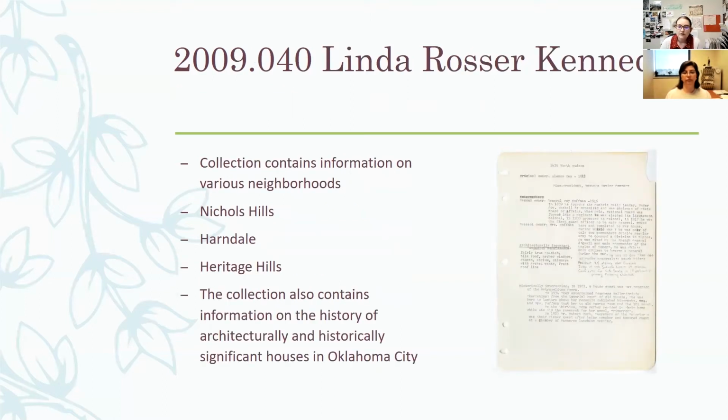The next one is the Linda Rosser Kennedy collection. If you're looking for information on historic neighborhoods like Nichols Hills and Heritage Hills, it has a lot of information on the history of the neighborhood, sometimes the history of the houses. We've listed them mostly by address, so it should be pretty easy to find. This is just an example of one of the house histories.